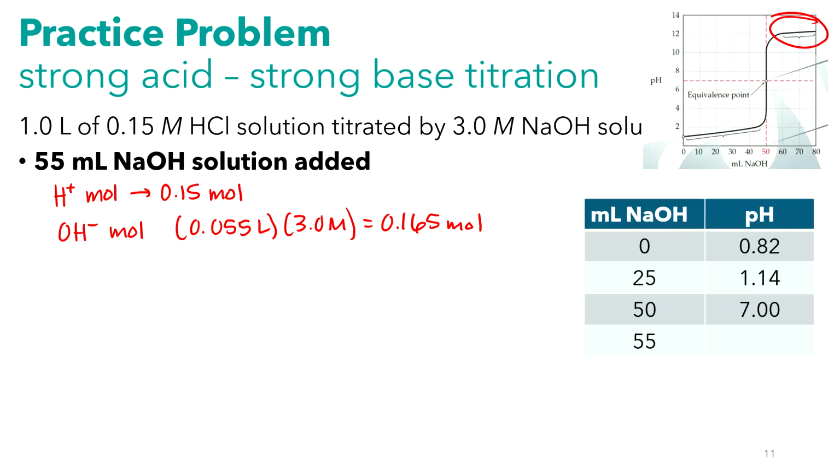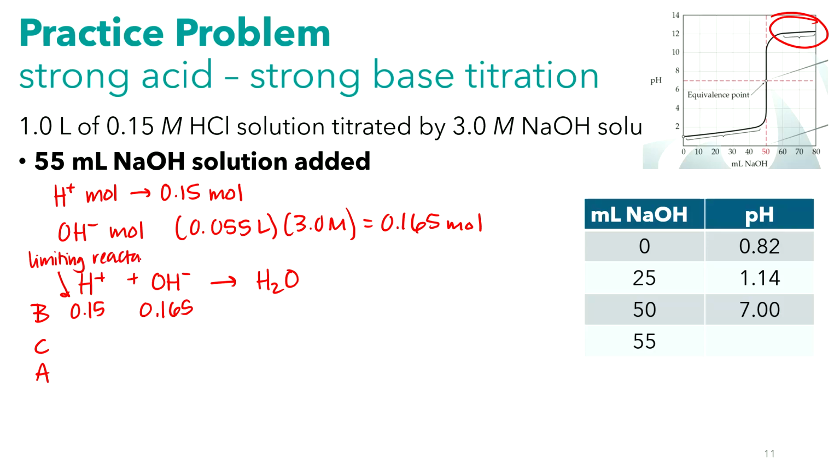And I see that I'm beyond it. My limiting reactant isn't OH minus anymore, it's H plus. Okay, so I've got 0.15 here, 0.165 here, and I look at that and I say, oh, this is my limiting reactant. So now I'm going to subtract 0.15, which leaves me with 0.015 moles of OH minus. Okay, and again, that's moles, and you've got to bring it back to molarity.